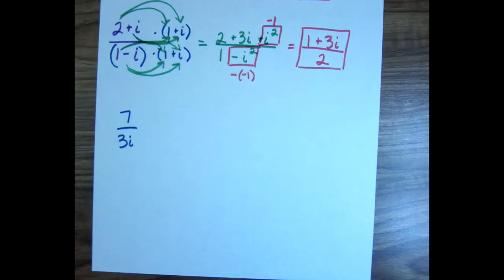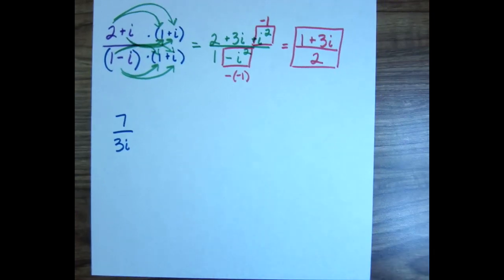How do I get rid of i? Well, I want to get rid of the i. The i is a square root. That's what I want to get rid of. What would I need to multiply by to get rid of the i?